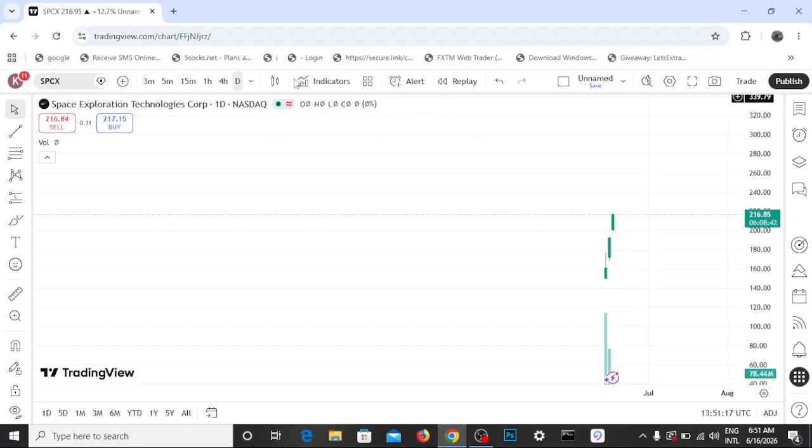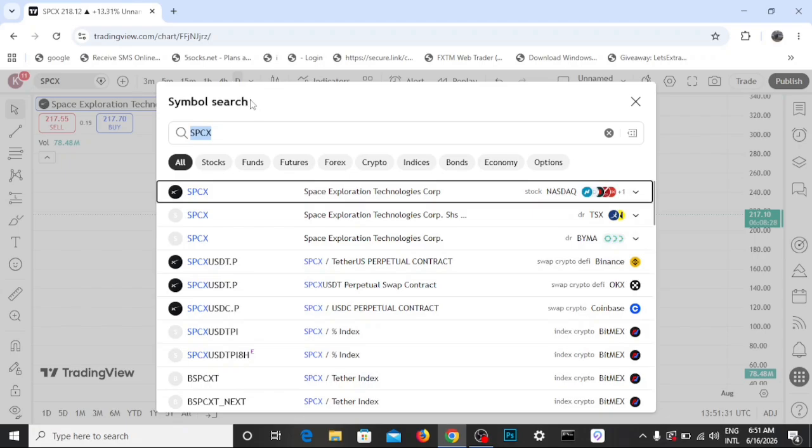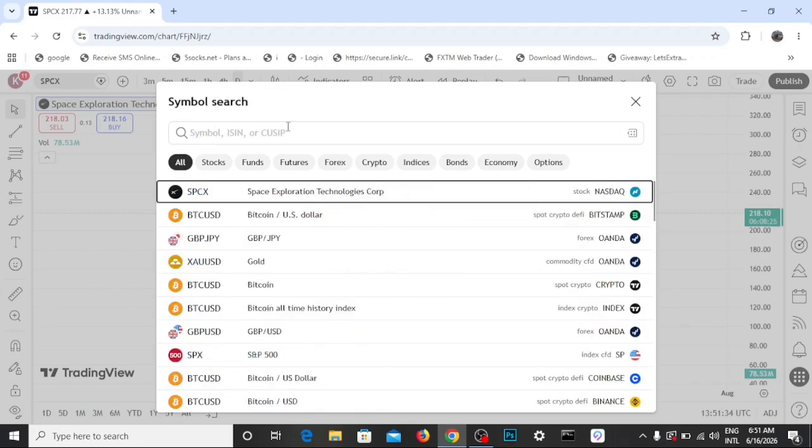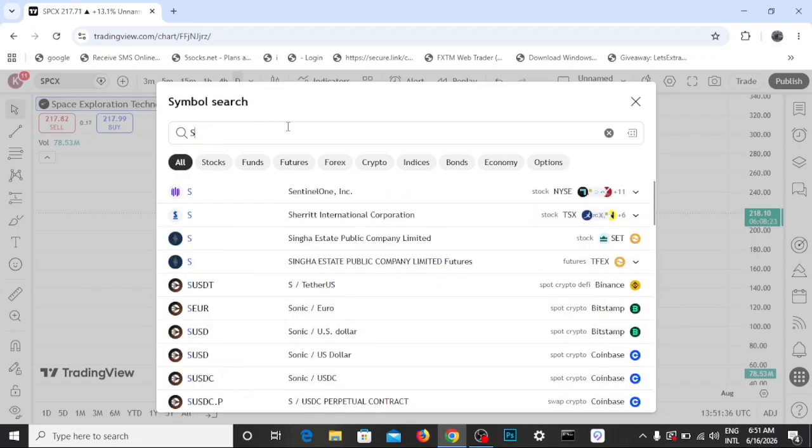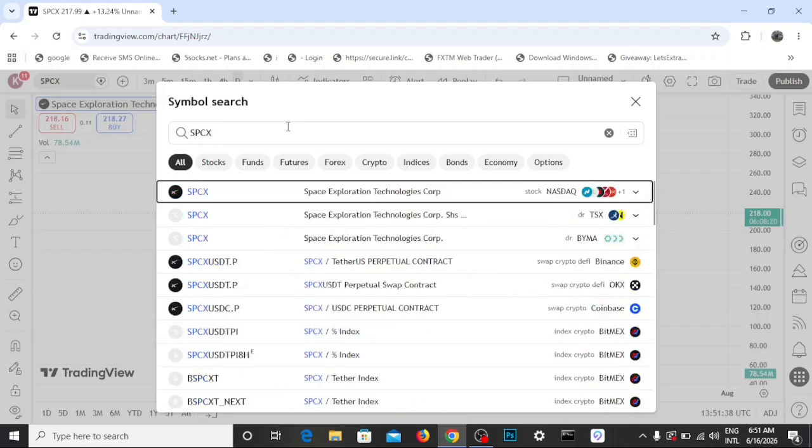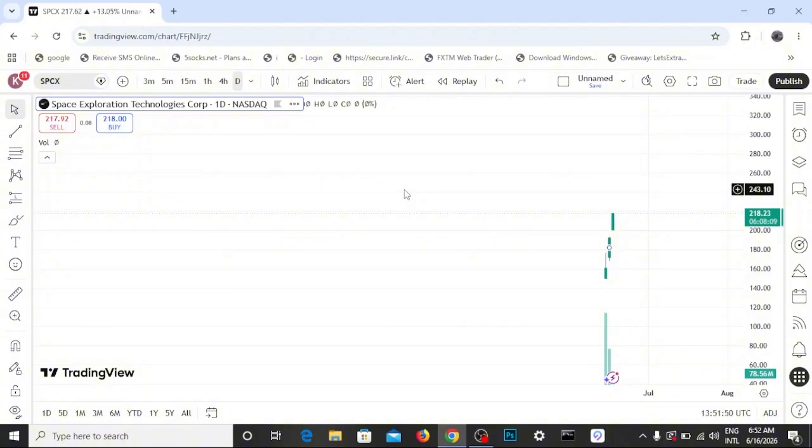So right now I'm on tradingview.com and I'm in my chat. To get here, go back to the home screen, products or chat, and then you go to your chat. Then when you're in your chat, you need to click on the symbol search, okay? So you're just going to type in SPCX, that's Space Exploration Technologies Corporation. You can see it's listed by NASDAQ, okay? So I'll just select this.